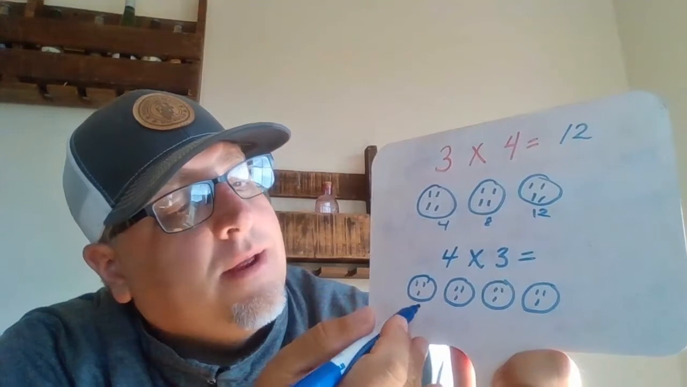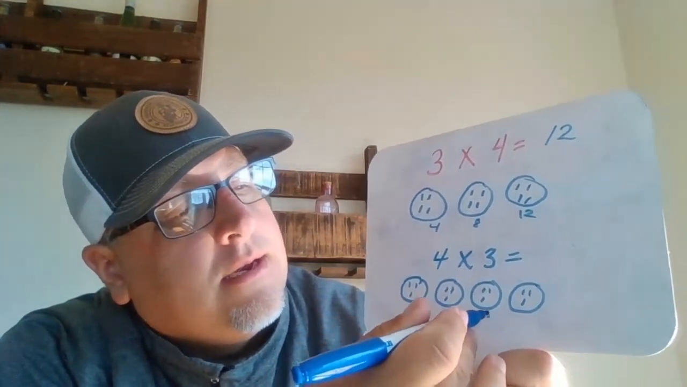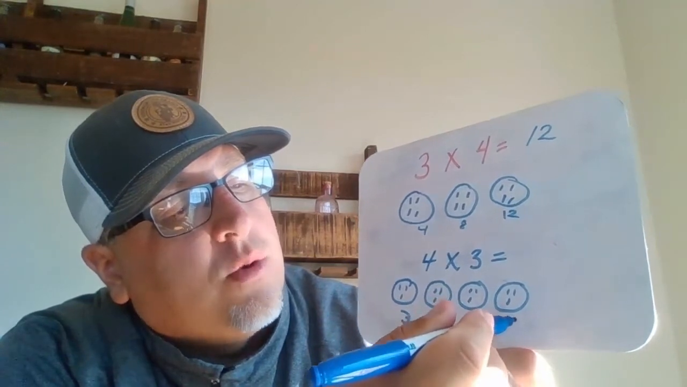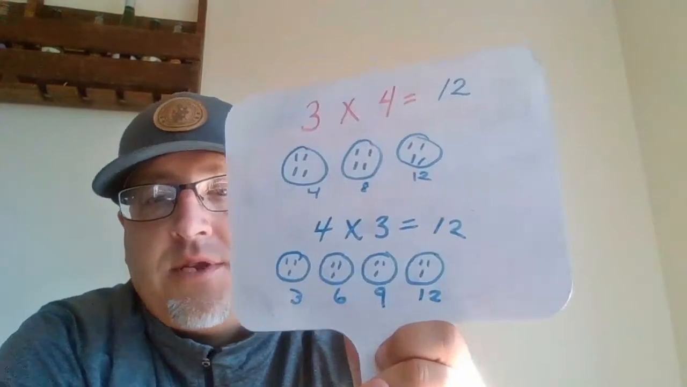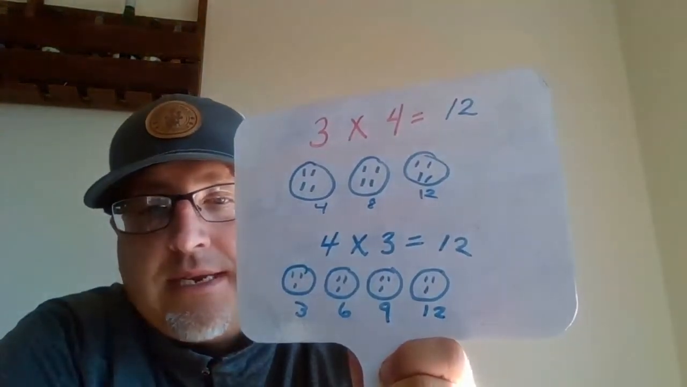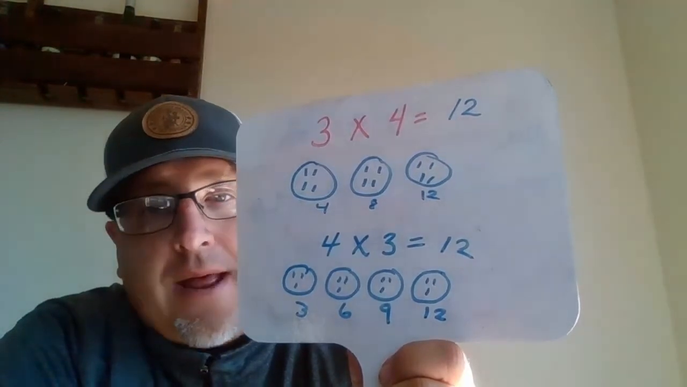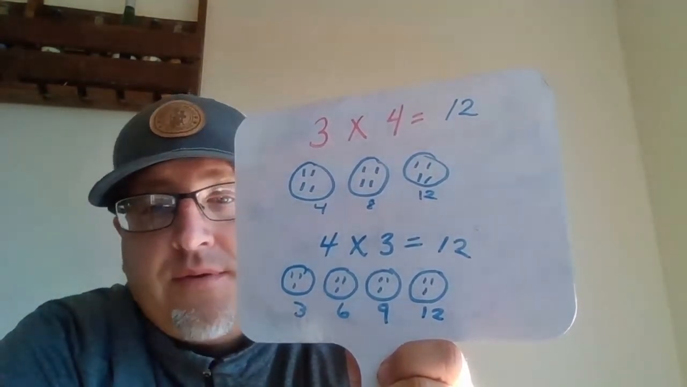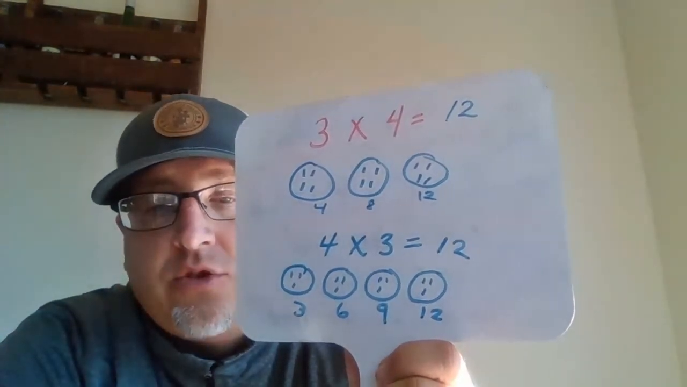Okay, we can skip count by 3. 3, 6, 9, and 12. There it is. 4 times 3 equals 12. Look at that. 3 times 4, 4 times 3. Even if we switch the numbers, the answer or product, like we say in multiplication, is still 12.